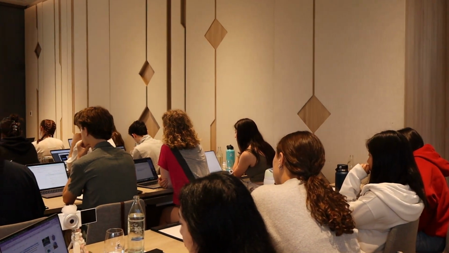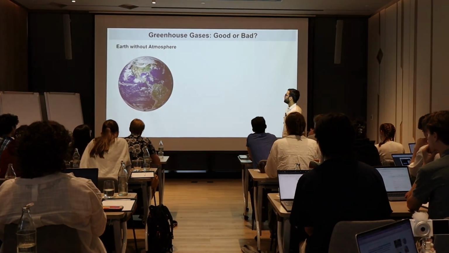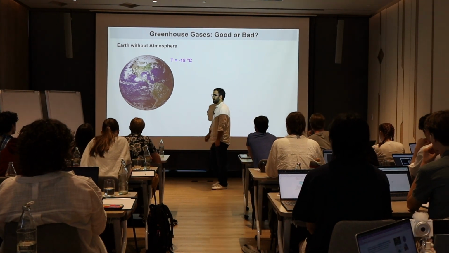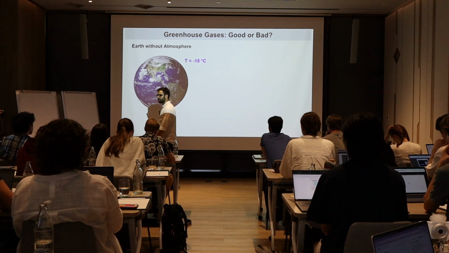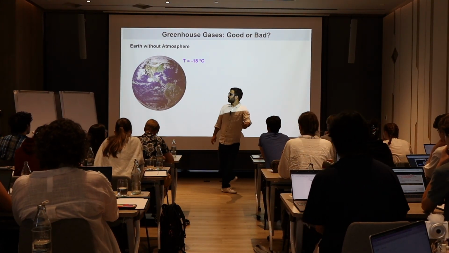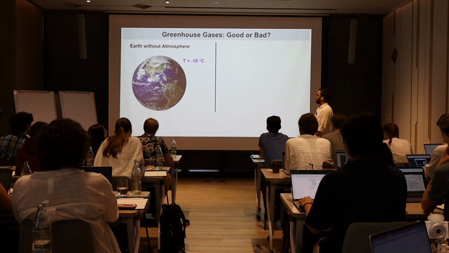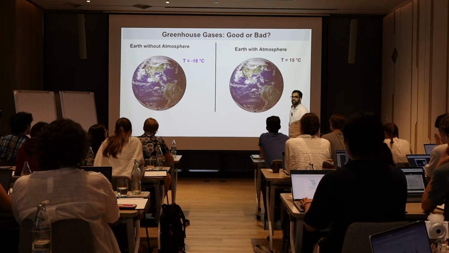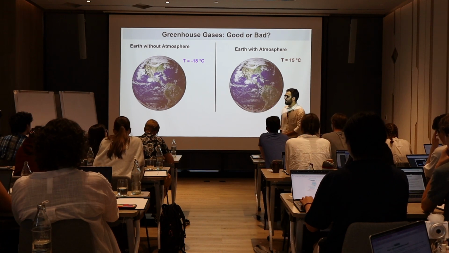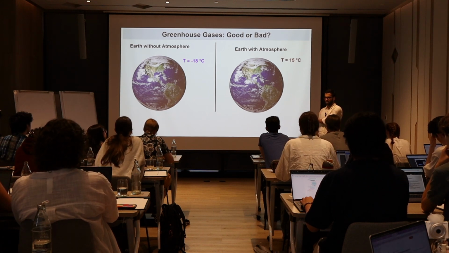So there's a phrase: excess of everything is bad. Just like that. So let us see the Earth without an atmosphere. If we did not have the atmosphere, the temperature of the Earth would be minus 18 degrees Celsius. If we bring in the atmosphere, the temperature of the Earth is 15 degrees Celsius, and that is habitable for all of us, a lot of living creatures, including humans.